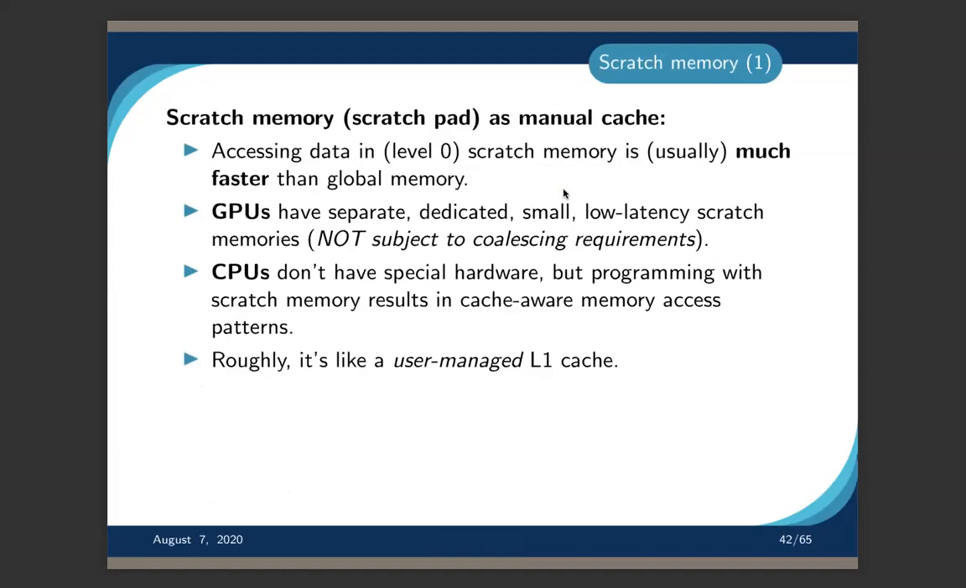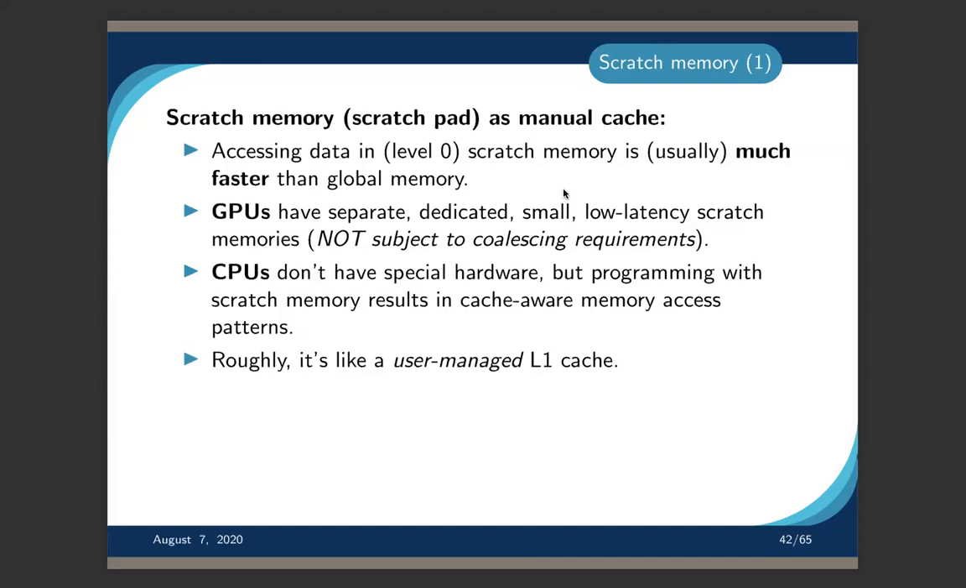So if you use that scratch memory as a manual cache, one of the reasons why you might want to do that is because accessing data in that scratch memory is usually much faster than in global memory. In particular, if it's in level 0. GPUs have a separate, dedicated scratch memory. And we actually have scratch memory which is only accessible through manually caching, the shared memory. While CPUs don't have this kind of special hardware, we only have the normal kind of L1 cache in the core.